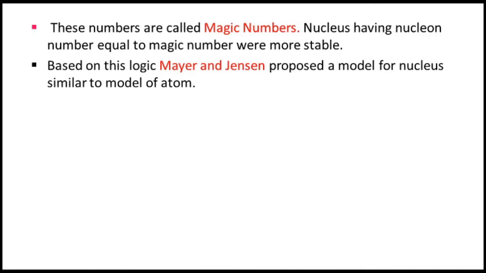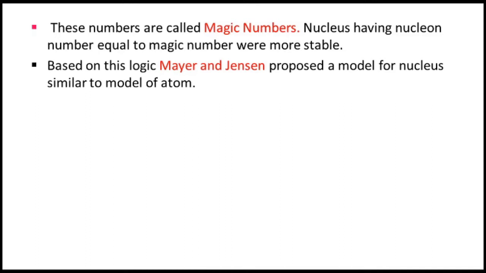Then based on this logic, that if the atoms of a certain element have a certain number of electrons in their orbits, they are stable, and if the nucleus of a certain element has a certain fixed number of nucleons, those numbers being magic numbers, then those nucleus were also found to be stable, the two scientists Mayer and Jensen proposed a model for the nucleus similar to the model of an atom.